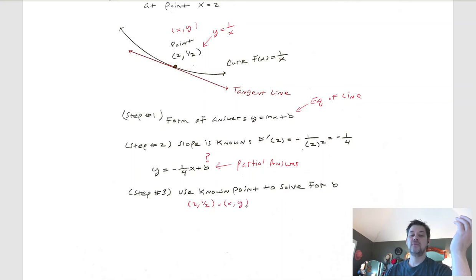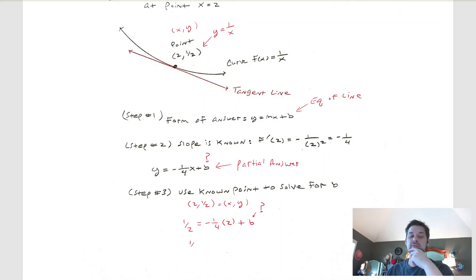And that has to work properly in the equation of the tangent line because it's on the tangent line. So let's say 1/2 for y, y equals -1/4 x. So x is 2 plus b, and this is just enough information to solve for b. I got 1/2 equals -1/4 times 2 plus b.